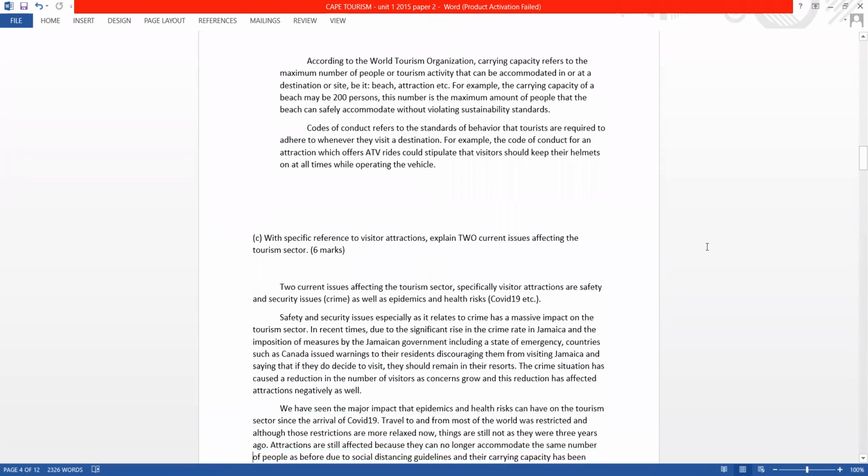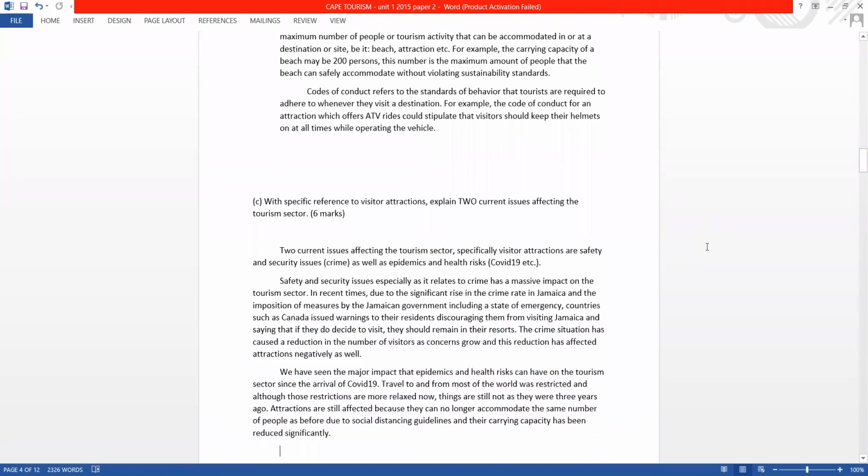Part C says, with specific reference to visitor attractions, explain two current issues affecting the tourism sector, right? So we start by saying two current issues affecting the tourism sector, specifically visitor attractions, are safety and security issues, crime, as well as epidemics and health risks. And an example would be COVID-19 and other health risks, other diseases.